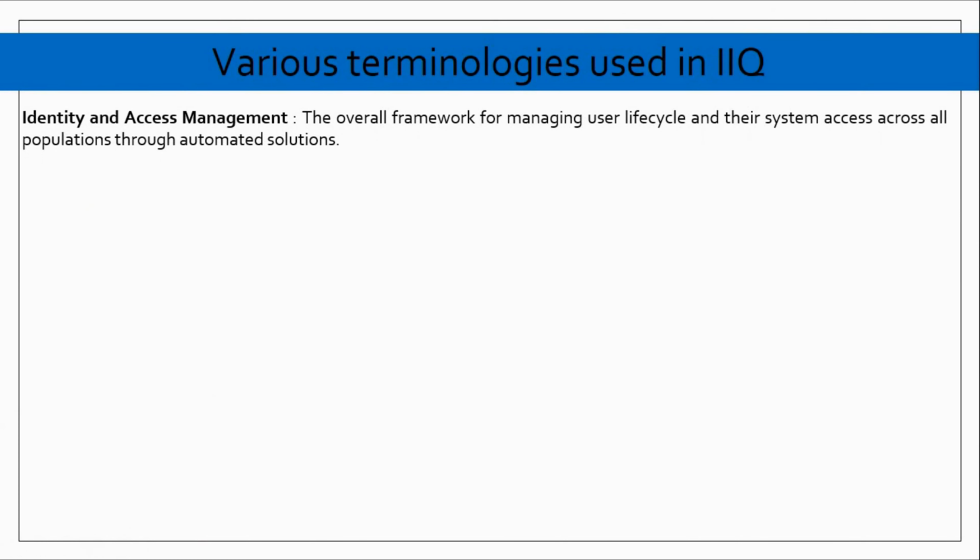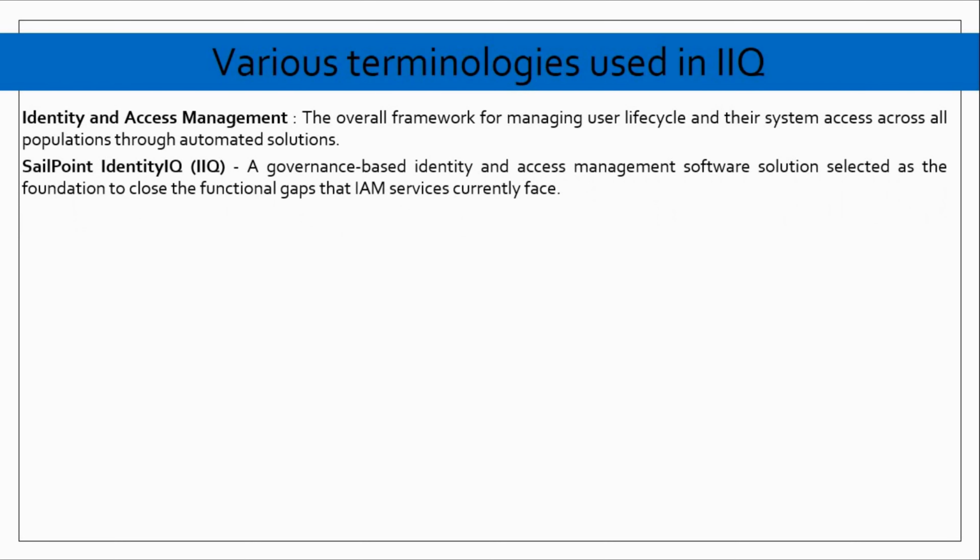Identity and access management. It is the overall framework for managing the user lifecycle and their system access across all populations through an automated solution. SailPoint IIQ, also known as SailPoint IdentityIQ. It is the governance-based identity and access management software selected as the foundation to close the functional gap that the IAM service is currently facing.